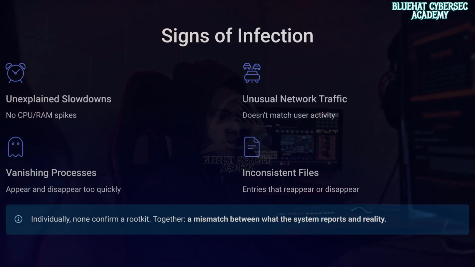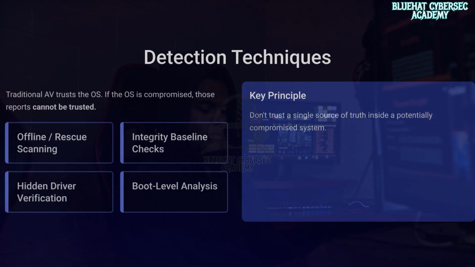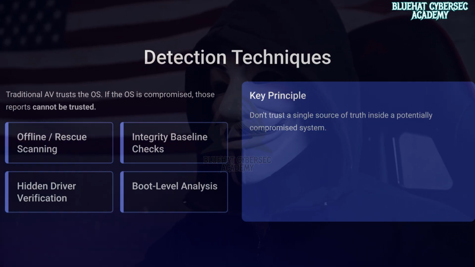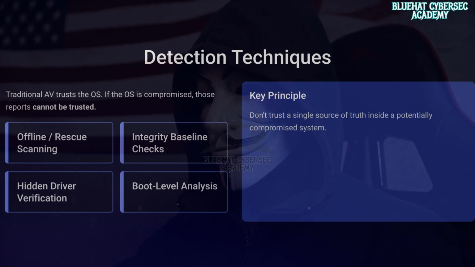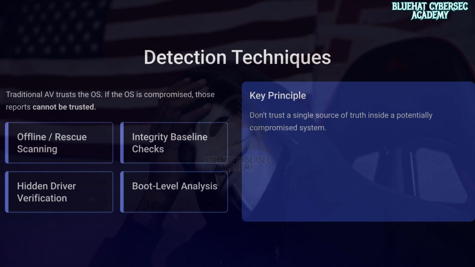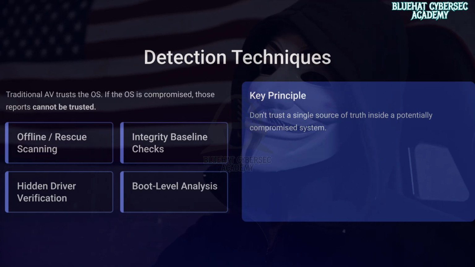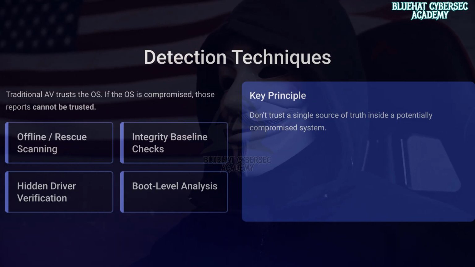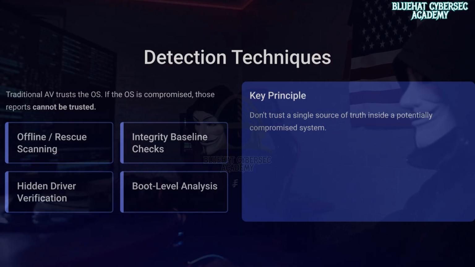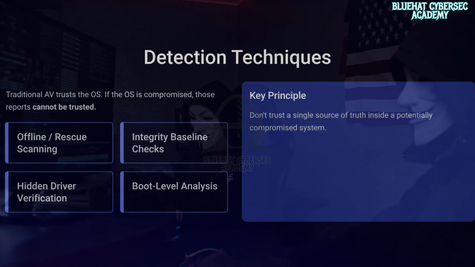Now let's move into detection techniques, and this is where most assumptions in cybersecurity start to break. Traditional antivirus tools rely heavily on what the operating system reports, but if the OS itself is compromised, those reports can't always be trusted. So rootkit detection often requires deeper inspection methods, such as scanning from outside the operating system, using offline or rescue environments, checking system integrity against known good baselines, verifying hidden drivers and kernel modules, and analyzing boot-level components for tampering. And the key idea here is simple but critical. Don't trust a single source of truth inside a potentially compromised system.